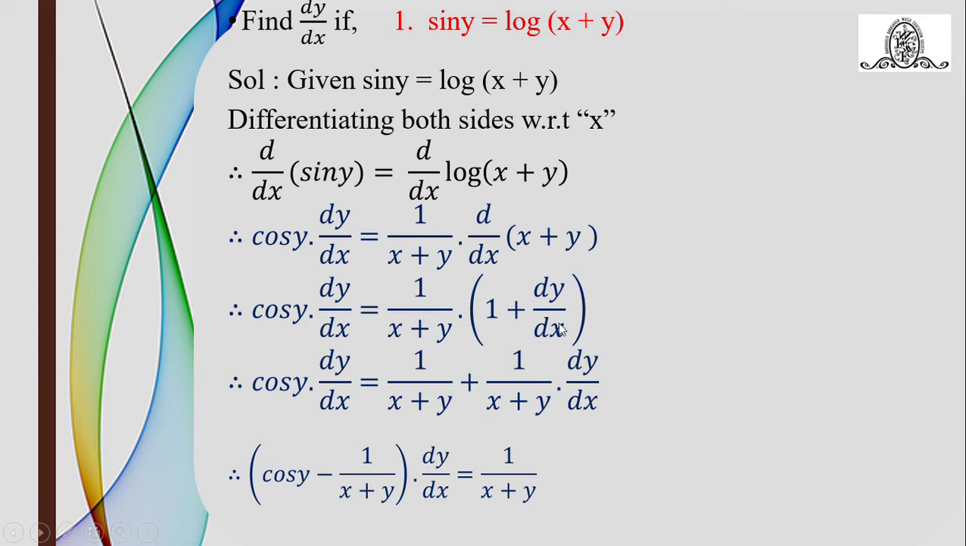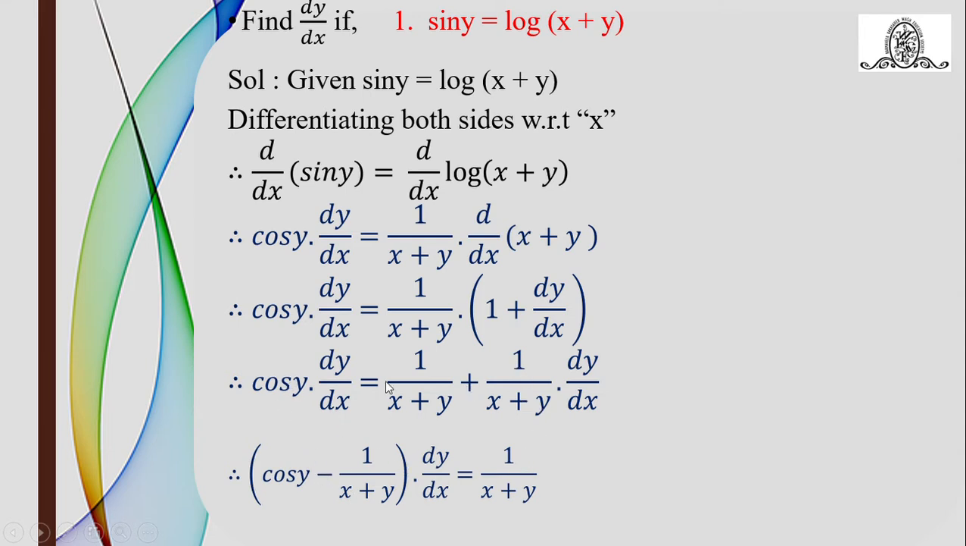So here is the second term, 1 upon x plus y into dy by dx. Now in this equation there are two dy by dx terms, so we have to collect them into the left hand side. So see, this term is shifted into left. Because it is in addition in the right hand side, when we shift it into left, it will get subtracted.